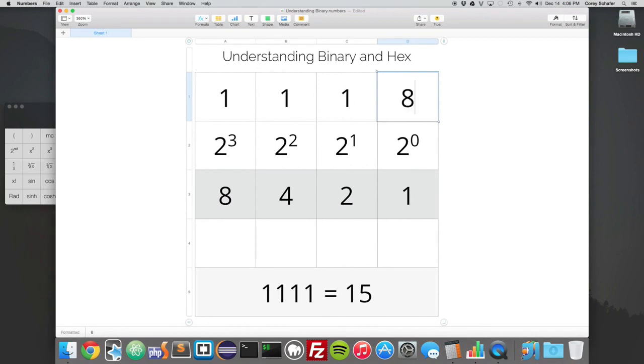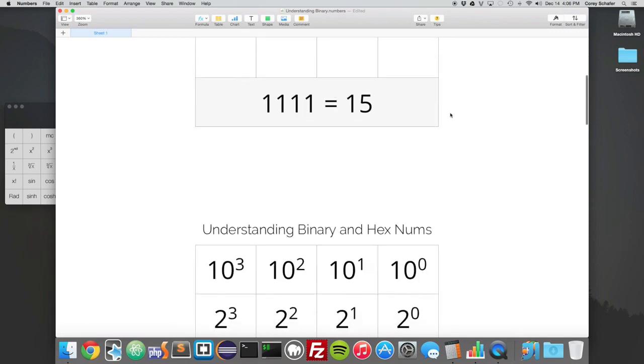If I had 8, 9, and then instead of starting back at 0, it carries over to A, which is 10. In hexadecimal, it continues with B, which is 11, C, D, E, and F, which is 15, and then it carries back over to 0 because it's base 16.